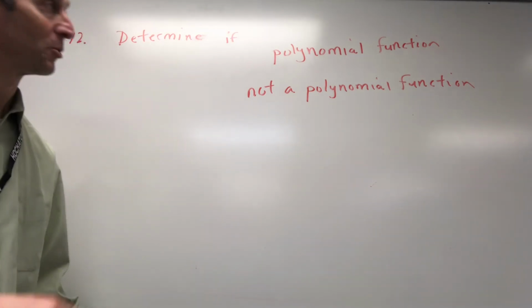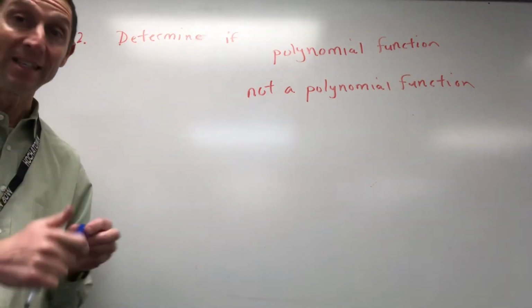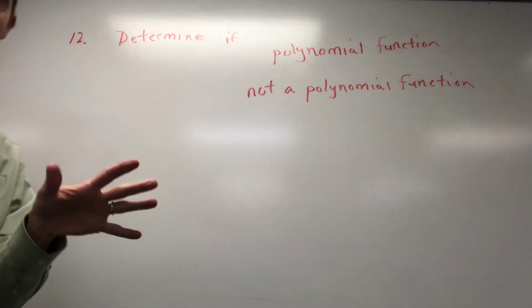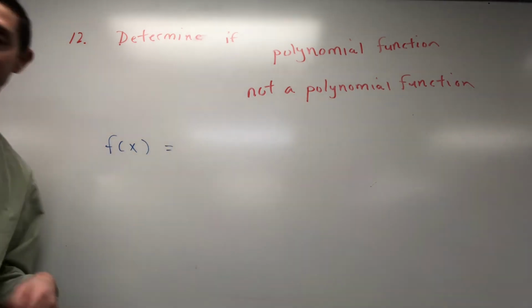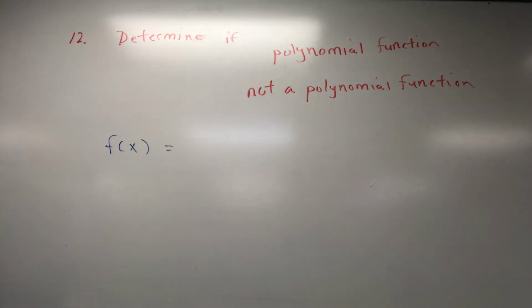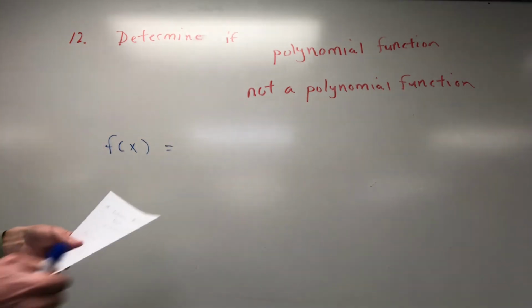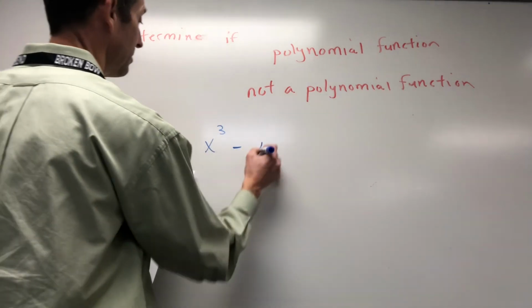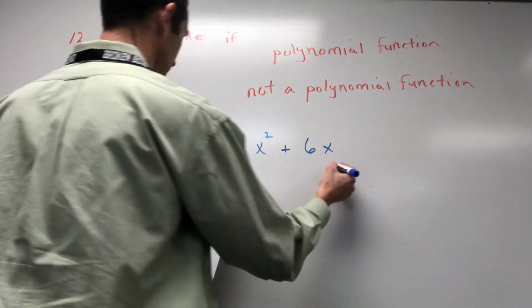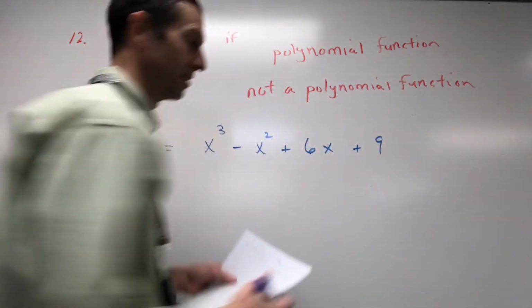I'm going to show you a couple that make it not a polynomial function, a pretty easy way to see it really fast. So let me get one up here that's a good example of what does not work. All right, here we go. Let's say you've got x to the third minus x squared plus 6x plus 9.